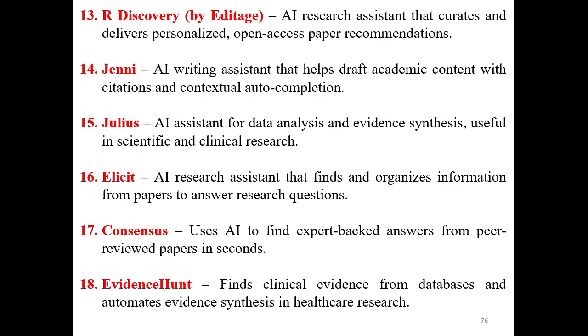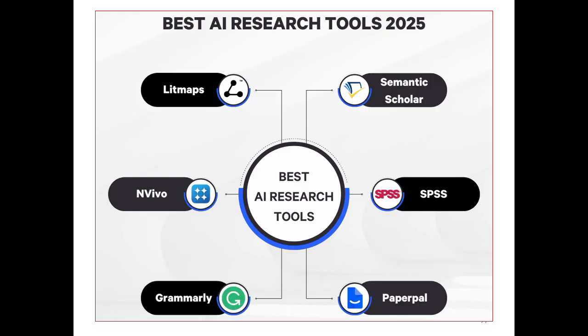Elicit is an AI research assistant that finds and organizes information from papers to answer research questions. What about Consensus? It uses AI to find expert backed answers from peer reviewed papers in seconds. Then Evidence Hunt finds clinical evidence from databases and automates evidence synthesis in healthcare research. So, what are the best research tools in 2025? We have Litmaps, Semantic Scholar, NVivo, SPSS, Statistical Package for Social Sciences, Grammarly for grammar checking, and Paperpal. If you want to generate content, you can use it.